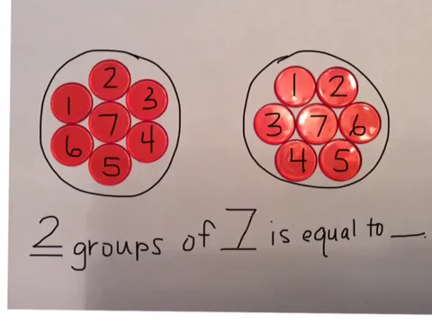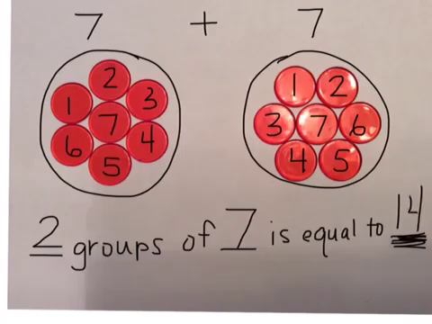So now we have to count up the total to find the answer here. There's a couple different ways to do it. This time, let's use repeated addition. We have 7 plus 7. You know that. It equals 14.